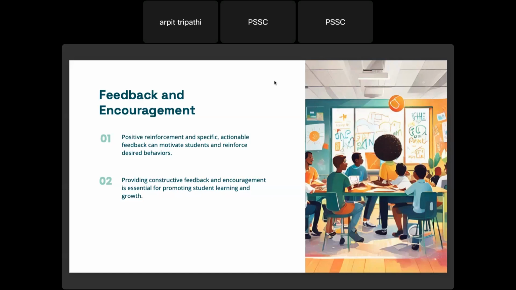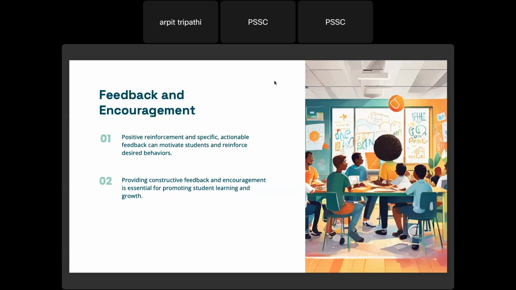So, dear teachers, we need to understand that encouragement boosts students' confidence, motivation, and self-esteem. It acknowledges their efforts and achievements, fostering a positive learning environment where students feel supported and valued. Encouragement inspires a child to persevere through challenges, take risks, and strive for success.